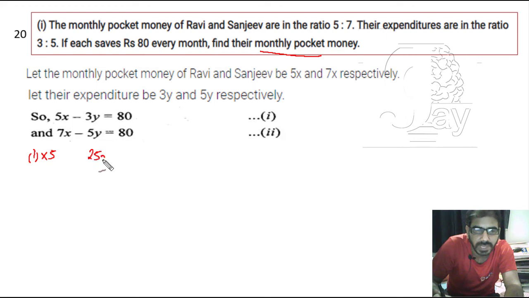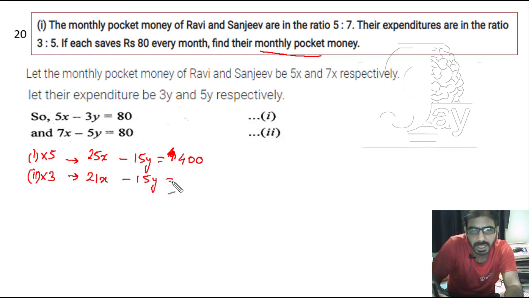So 25x minus 15y equals, okay, now take the second equation. We're going to multiply the second equation by 3, and thus we get 21x minus 15y equals 240. So now we have the y terms equal, so we can easily eliminate y. What we need to do is subtract, because the signs are the same.